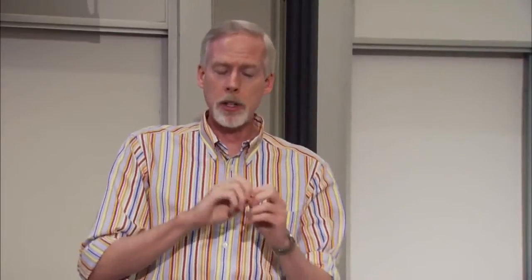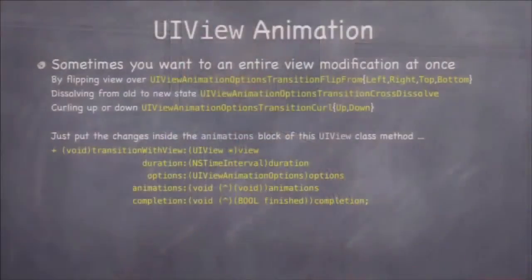However, what I'd like to do is have the view change from face up to face down through some animation, like flipping the card over or dissolving between the two. In other words, I want to change the entire view through some animation to a new state. And that's what this one is for, transition with view. So transition with view takes a view that you want to do, like a playing card view, and it takes a duration, how long it's going to take to go from the old state to the new state.